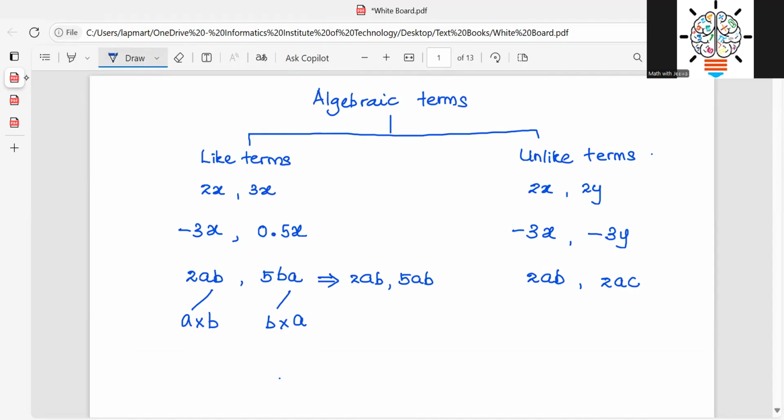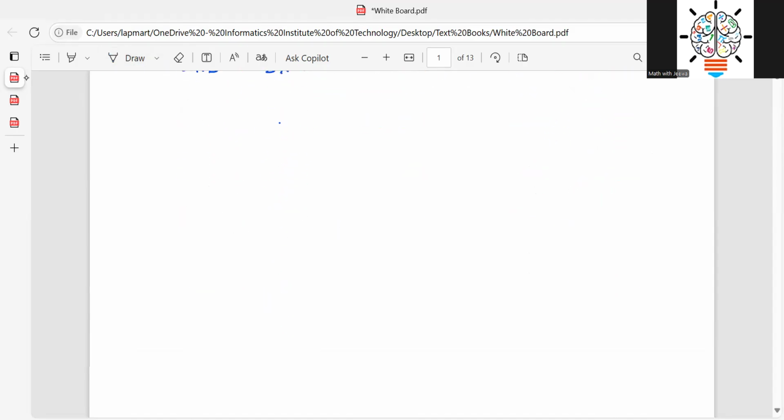Why do I explain these things so much? Because when you are simplifying algebraic expressions, if you come across something like the first example, 2x plus 3x, we know the answer is 5x. We can just add the like terms, right?